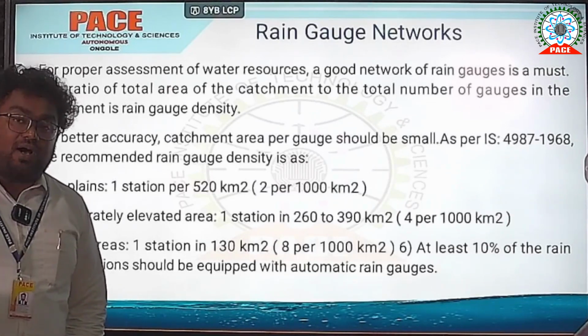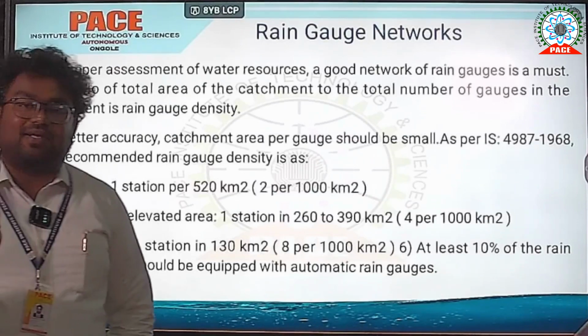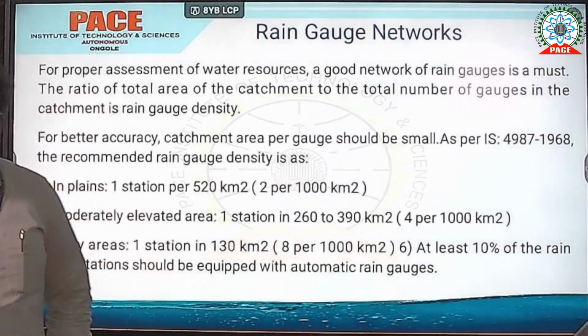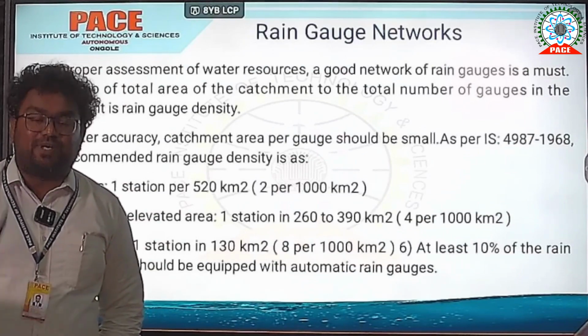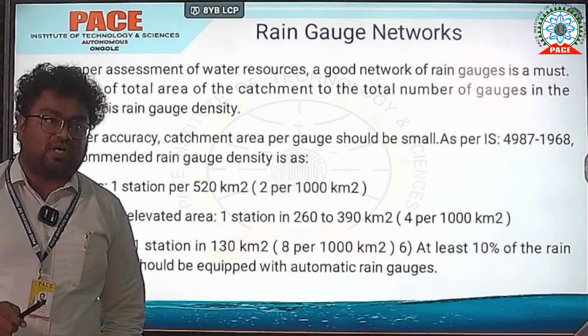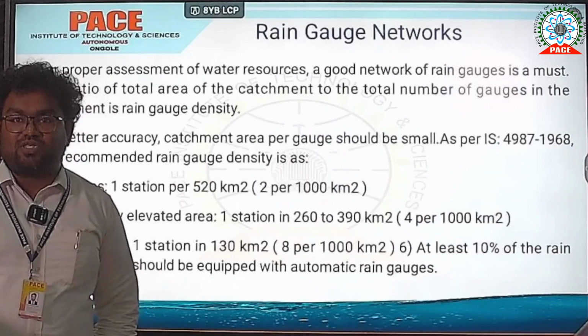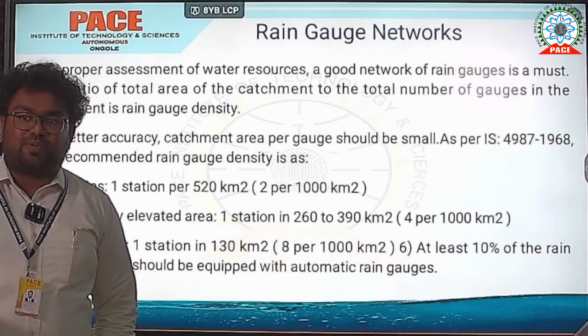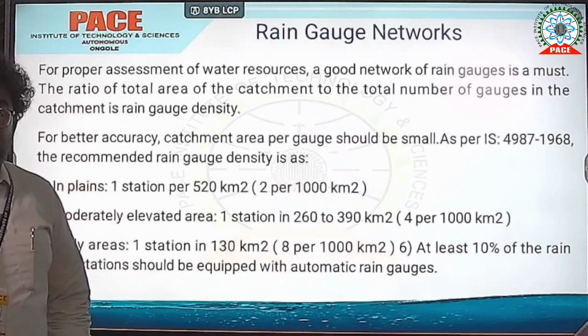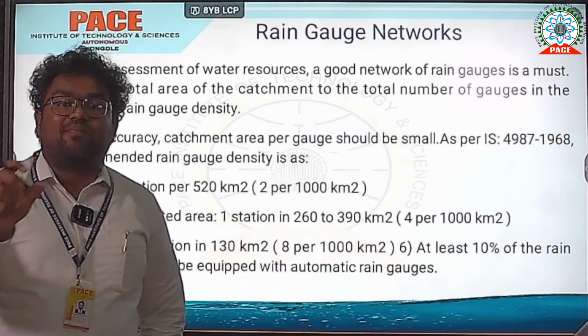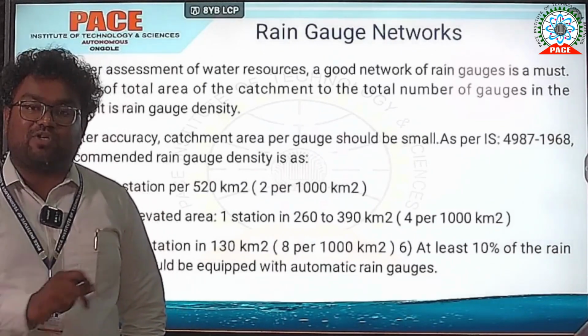But how many rain gauges should be set in a particular area? We call the area in hydrological terms a basin, or a catchment area. So let us suppose we are in a college premises. This college premises comes under a certain catchment area. This catchment area has certain dimensions, and based on the dimensions we have to take the number of rain gauge stations, and their network should be set up.